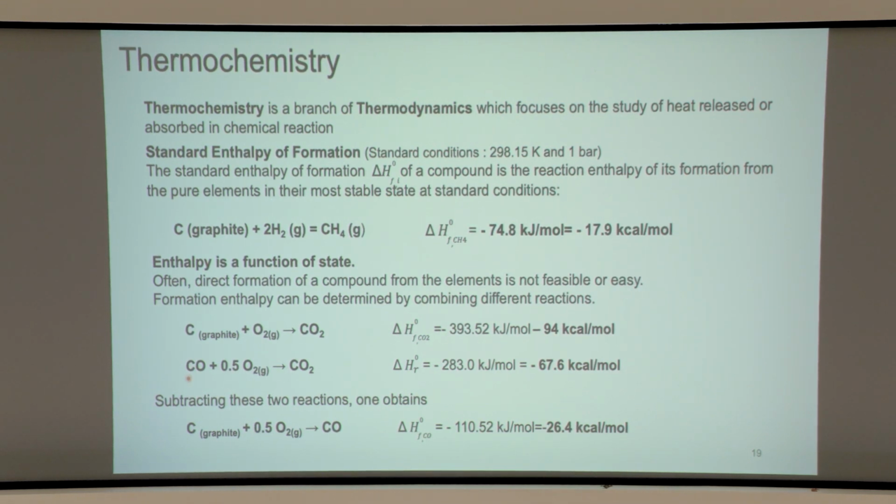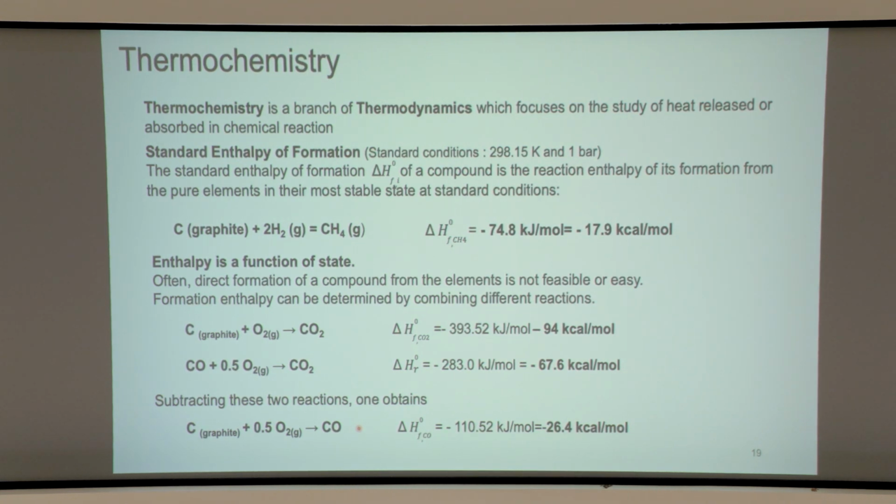Then we can get the unknown parameter, carbon monoxide, based on this heat of reaction. The heat of reaction here is minus 67.6, so the difference between the heat of formation of CO2 and the heat of reaction for the second reaction gives us the heat of formation of carbon monoxide, which is minus 26.4. This kind of thing we will use later on.